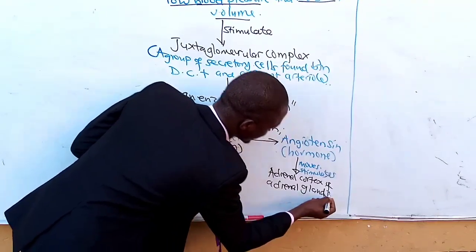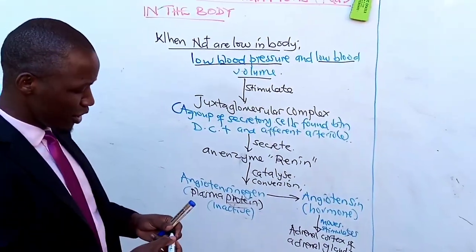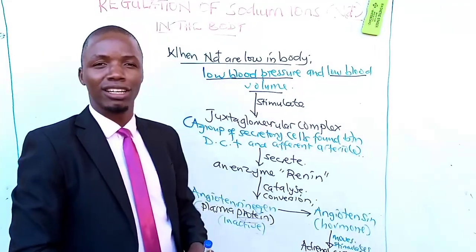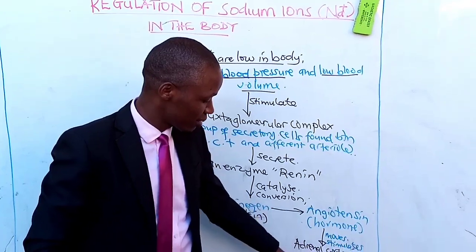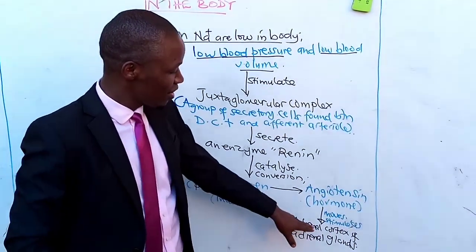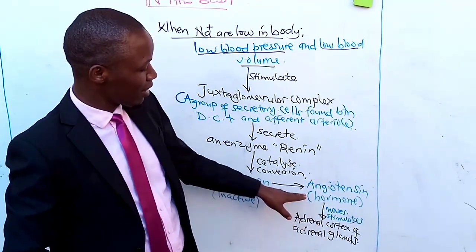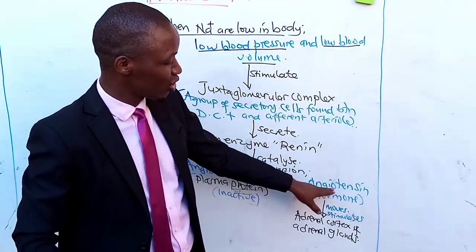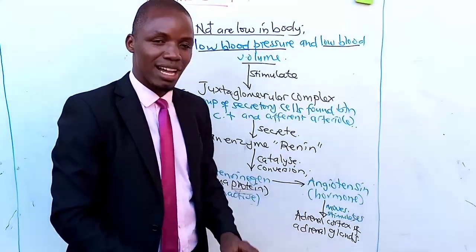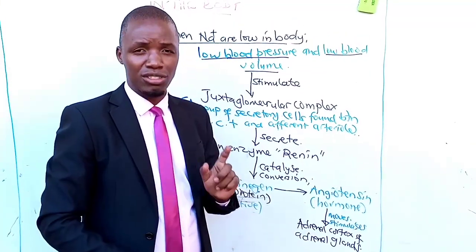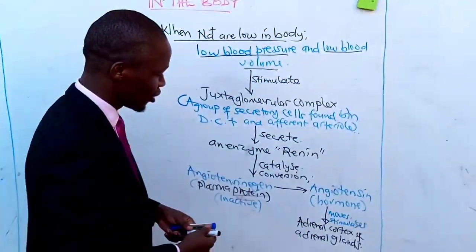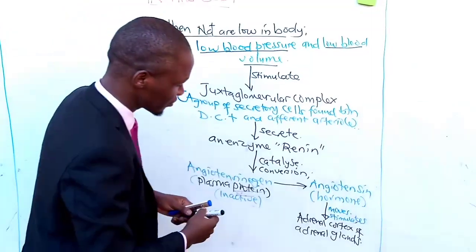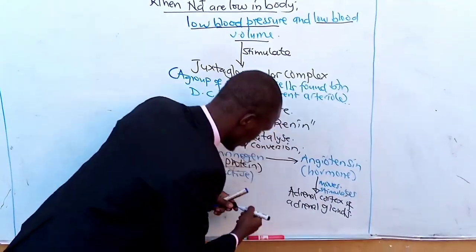I'm very sure you know very well the hormones which are produced by the adrenal cortex. So in this particular case, once the adrenal cortex is stimulated by this hormone which we have called angiotensin, the adrenal cortex is going to secrete a hormone which we call aldosterone.